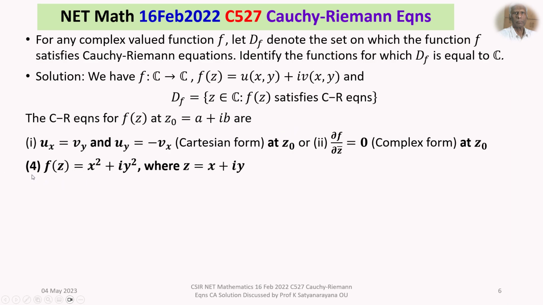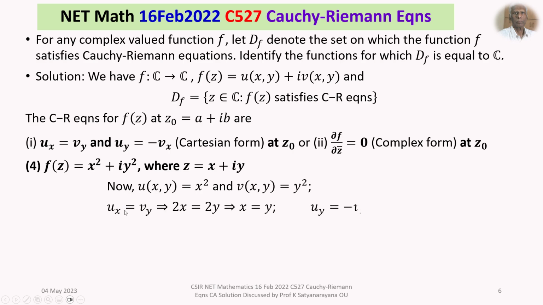Now we take option 4 first. f of z is equal to x square plus i y square, where z is equal to x plus iy. Here u of x,y, that is the real part, is x square. The imaginary part of f(z), v of x,y, is y square. Now let's see the Cauchy-Riemann equations.